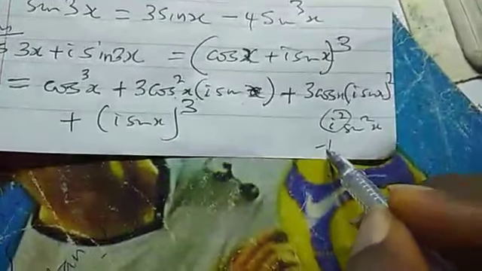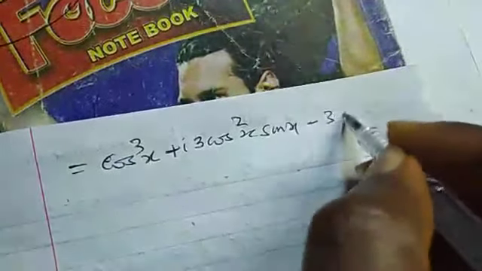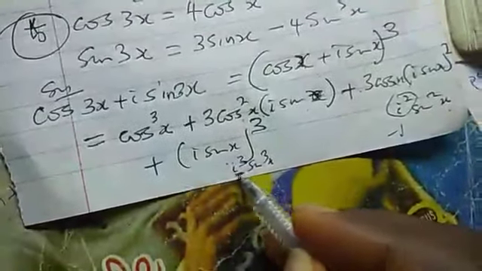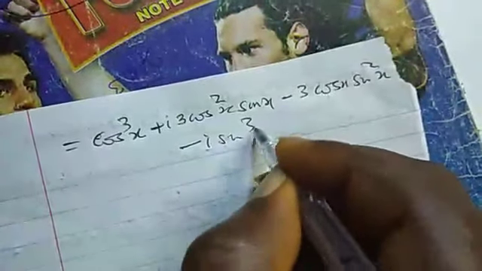But for this one, i squared, this will give me i squared sine squared s. But i squared here is minus 1. So our answer will just be minus 3 cos s sine squared s. Finally, for this one, it will give me i cubed sine cubed s. But i cubed is the same thing as minus i. So what we just have there is minus i sine cubed s.